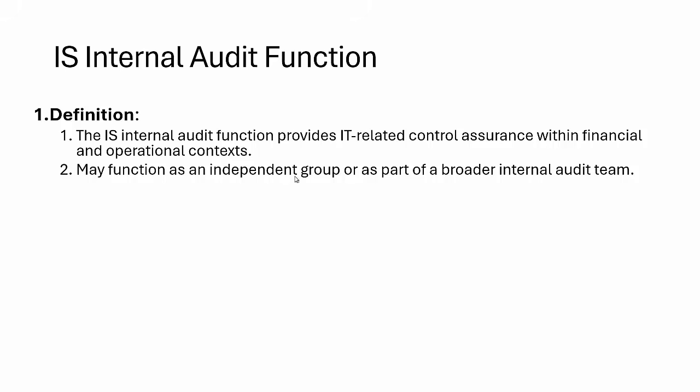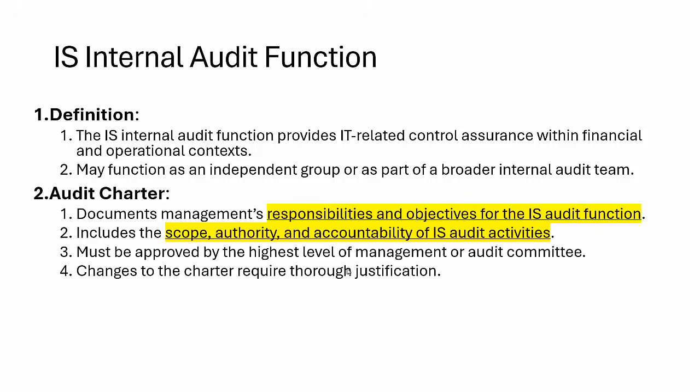The information system internal audit function provides IT-related control assurance within a financial and operational context, because financial systems also run on IT, and it functions as an independent group or as part of a broader internal audit team. Now, when you're building an internal audit team, you cannot go and tell everyone, hey, we are an internal audit team. No, it's not like that. The first thing you build is called an audit charter, and this is very, very important for the exam. You should know what an audit charter is and when to use it.